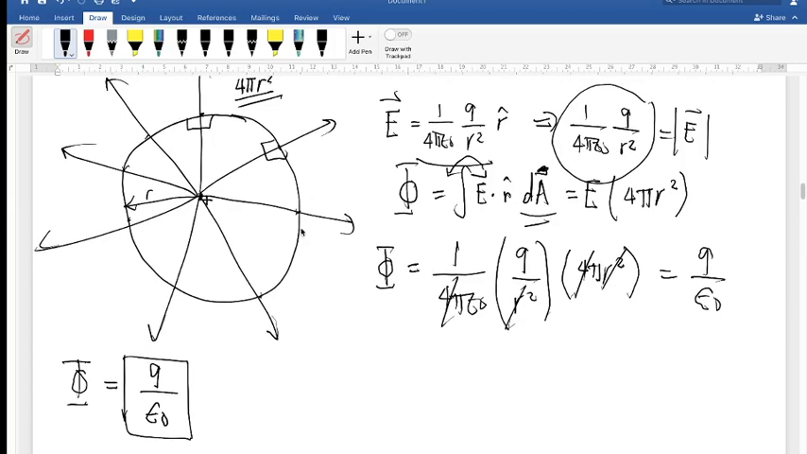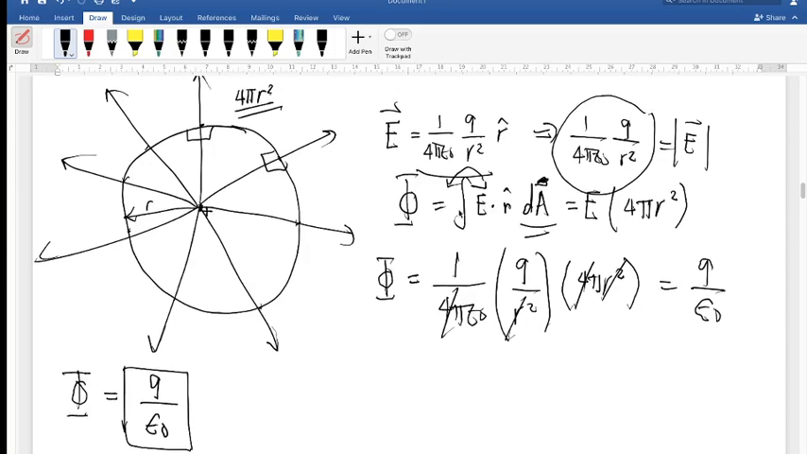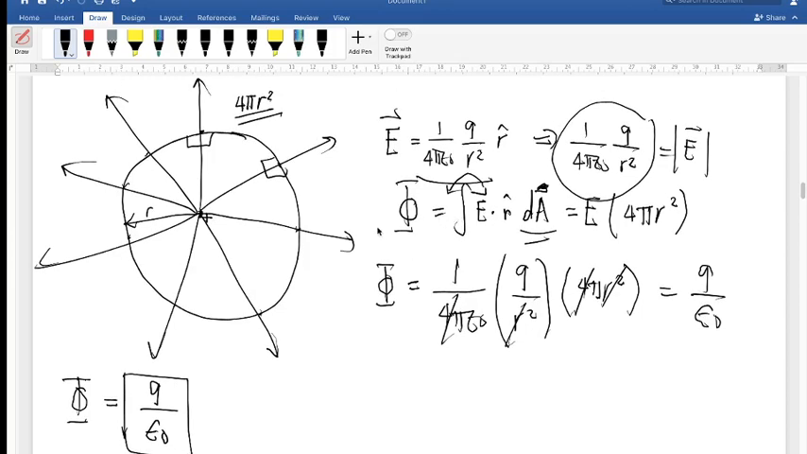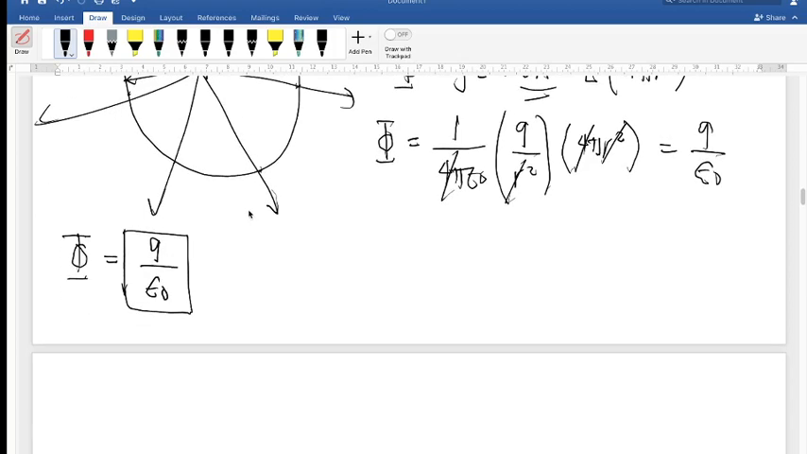But that is very long. It needs a very long derivation. So it is better if we can use a sphere, which is symmetric to the positive test charge. Okay, symmetric meaning that each point on the surface has a magnitude of electric field equal to this one. Okay?